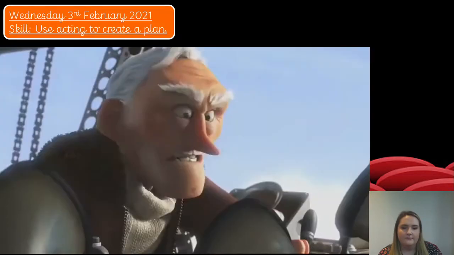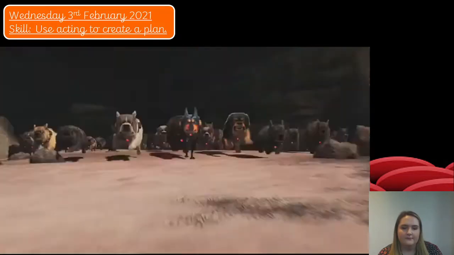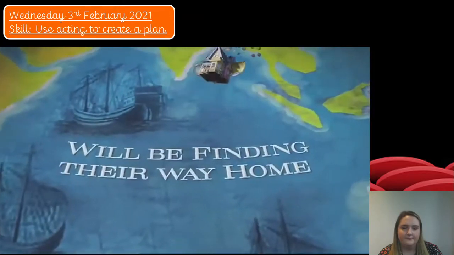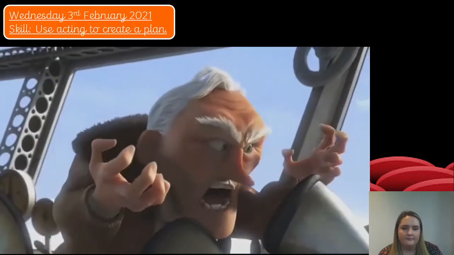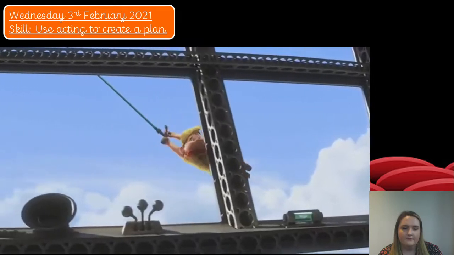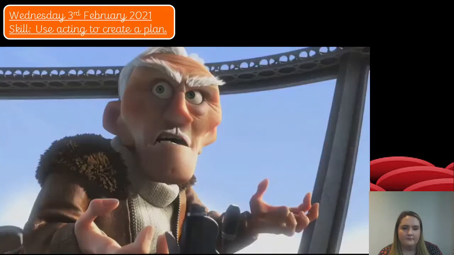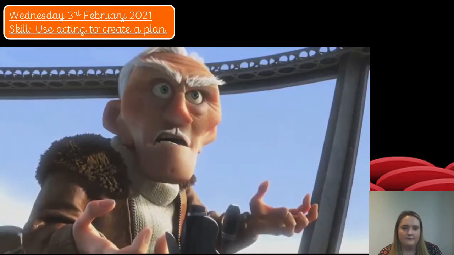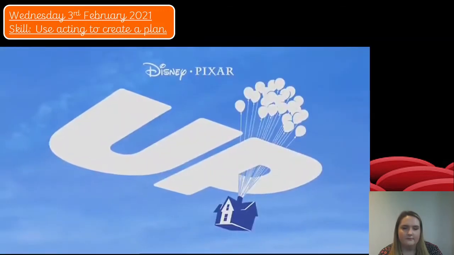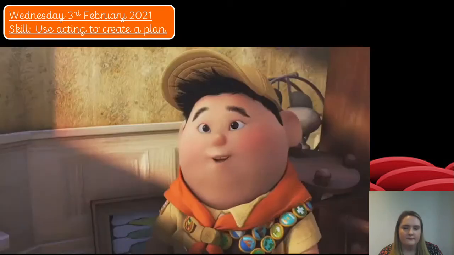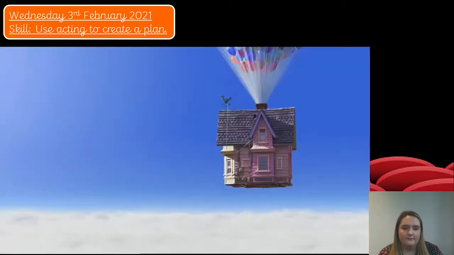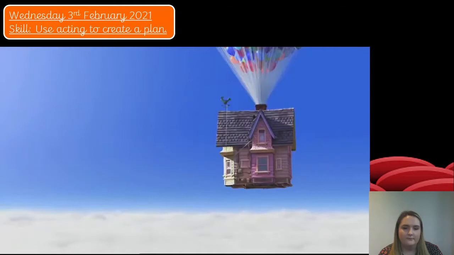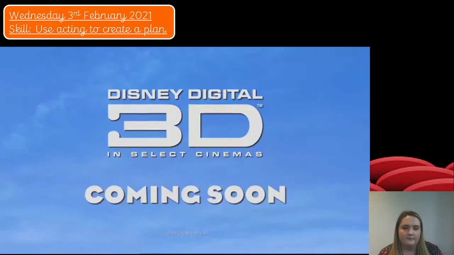Whoa, what is that? Get him! They're coming! Russell! Give me your hand! Does anyone know where they are? Disney Pixar's Up. With my Wilderness Explorer GPS, we'll never be lost. Oops.